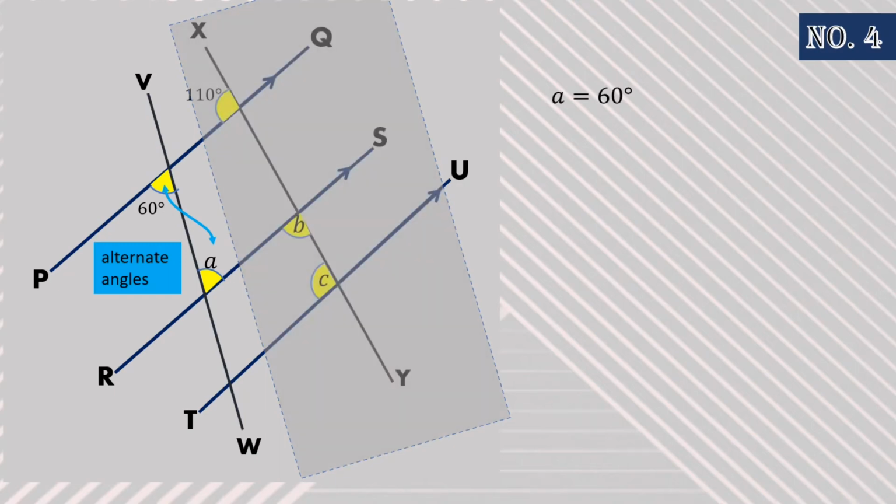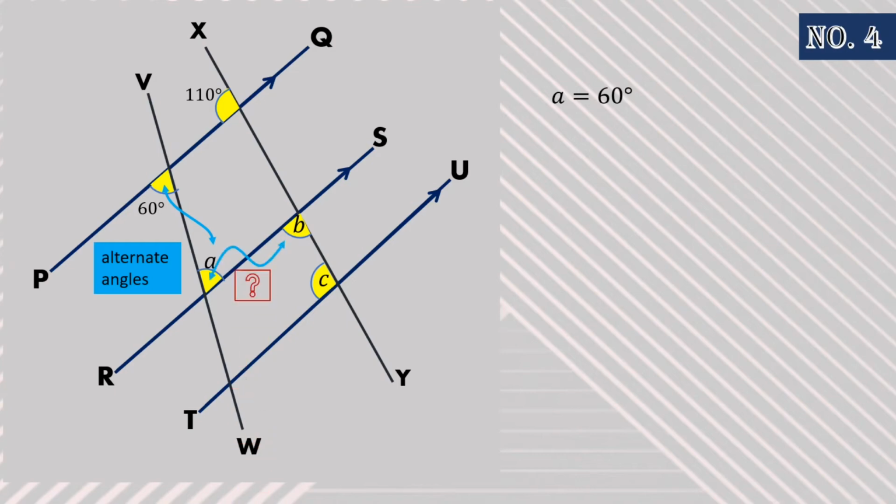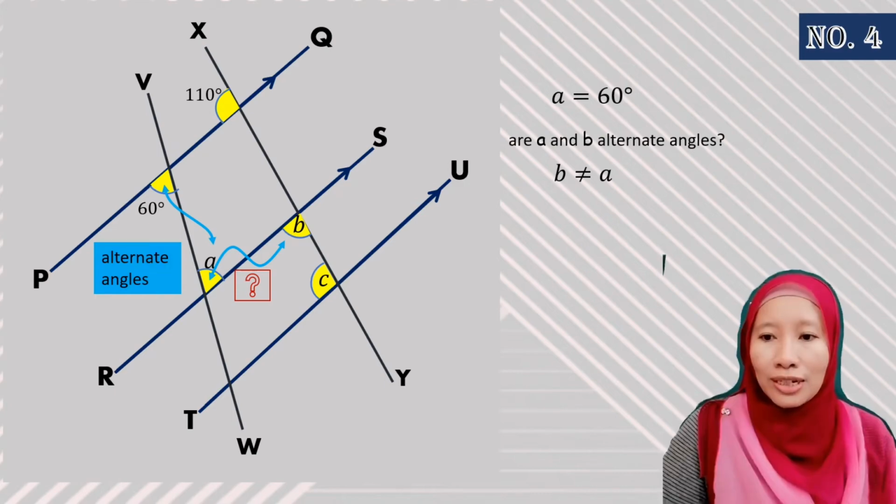After that, you can remove the other part of the diagram. So we need to find B and C. Okay, at first glance, A and B look like alternate angles, isn't it? But are they alternate angles? No, they are not alternate angles. VW and XY are not parallel lines.